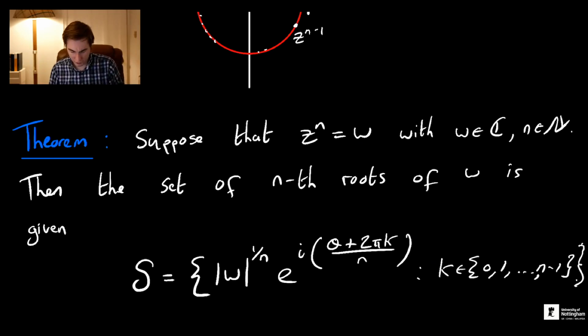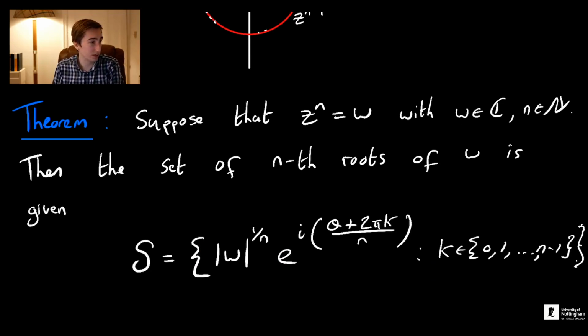I think I said before, actually, the circle now is not the unit circle, it's got radius the nth root of the modulus of w, that's what its radius is. And then the points are scattered around that circle at kind of equal angles of theta.